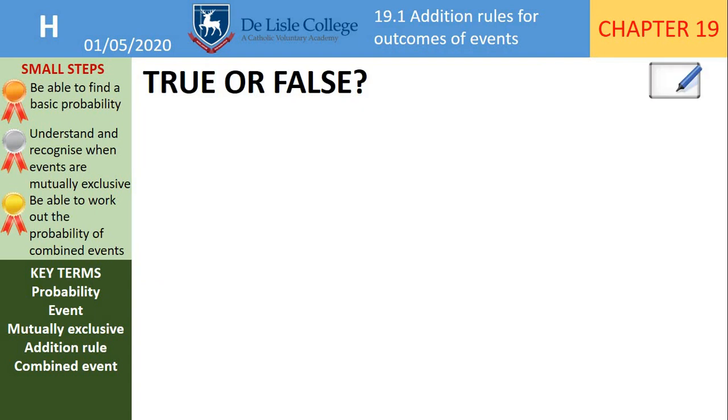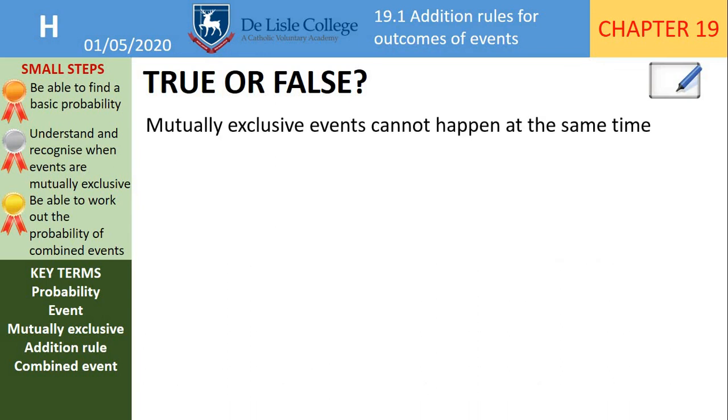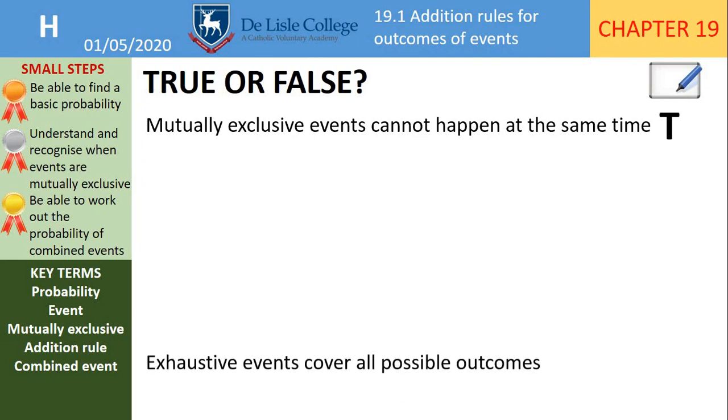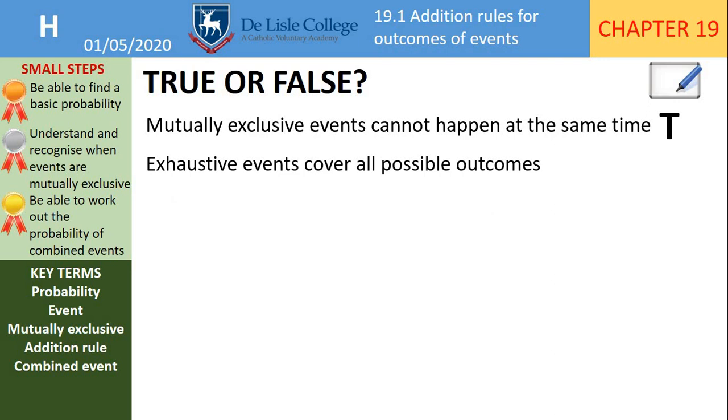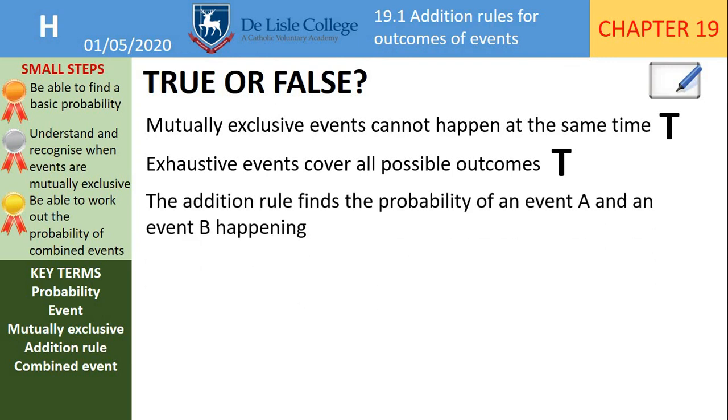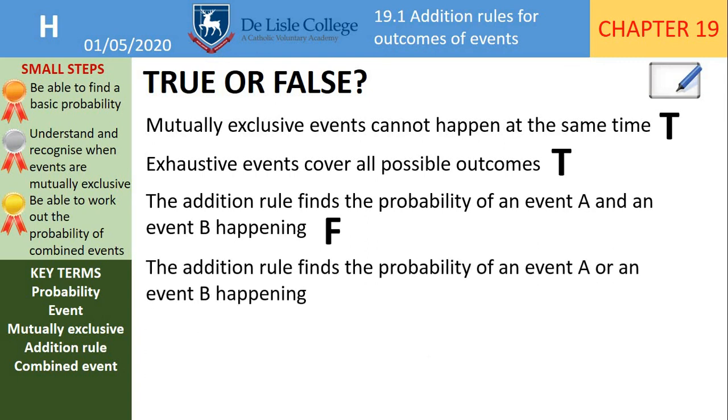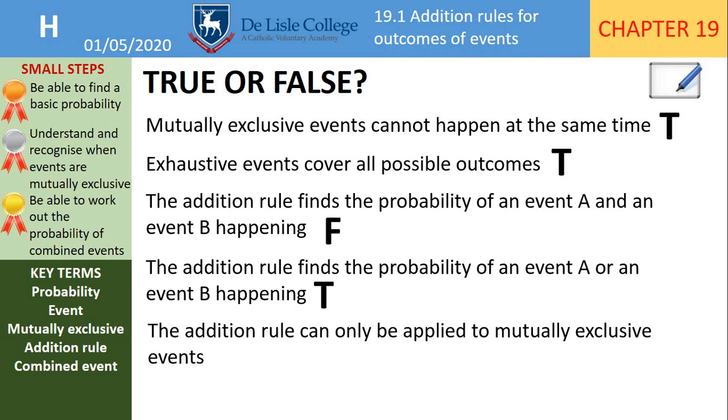And now we can have a go at some true or false questions. So mutually exclusive events cannot happen at the same time. This is true from our definition earlier. Exhaustive events cover all possible outcomes. Again, yes, this is true. The addition rule finds the probability of an event A and an event B happening. No, this is false. The addition rule finds the probability of an event A or an event B happening. Yes, this is true. The addition part comes in as we add them together. The addition rule can only be applied to mutually exclusive events. Yes, this is true.